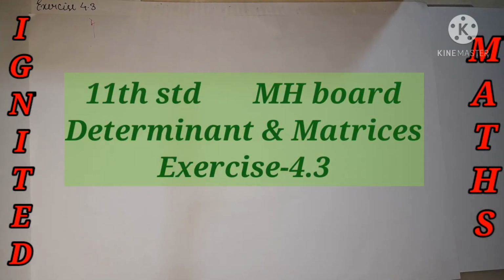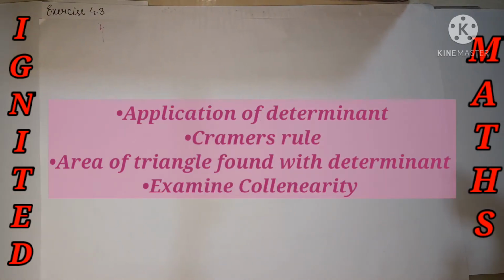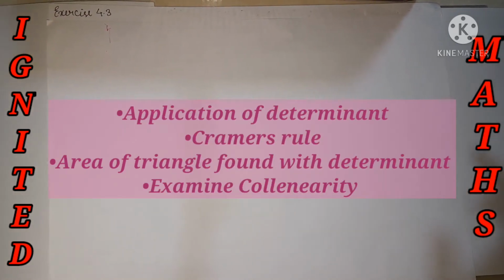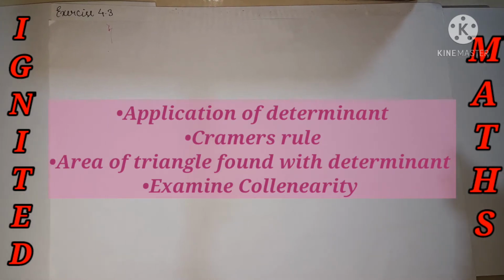In this video, we are going to do the chapter of determinants and matrices, exercise 4.3, 11th standard MH board. This exercise is completely based on the application of determinants. That is nothing but Cramer's rule, which we have learned, and the area of a triangle, which we can also find by the determinant, and we can find collinearity also with the determinant. Yes, this is completely based on the application of determinants.